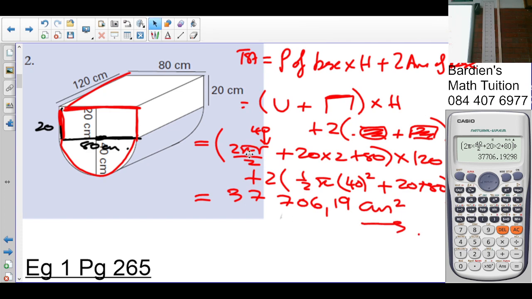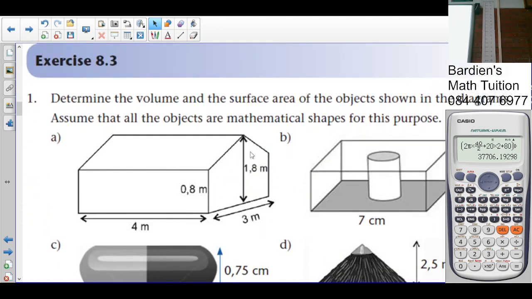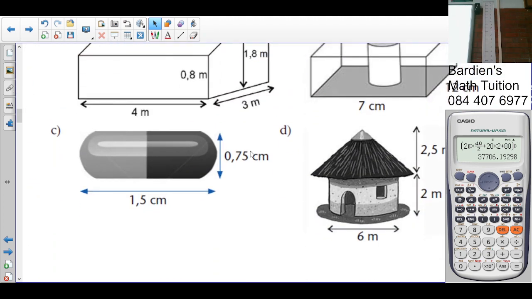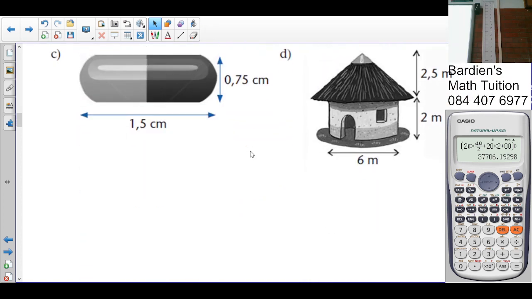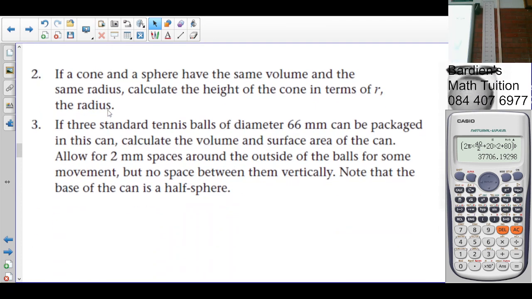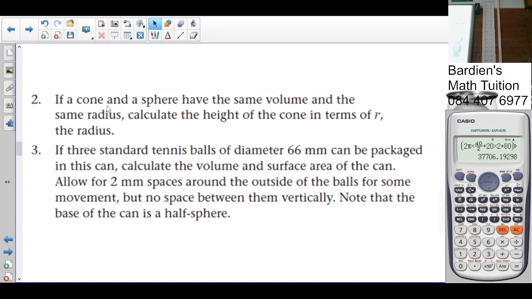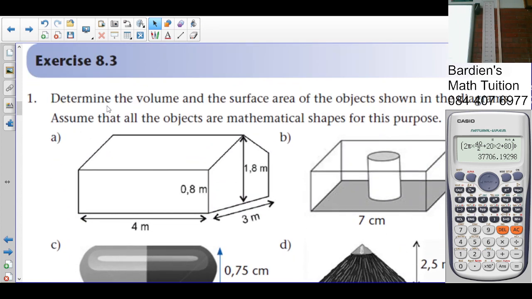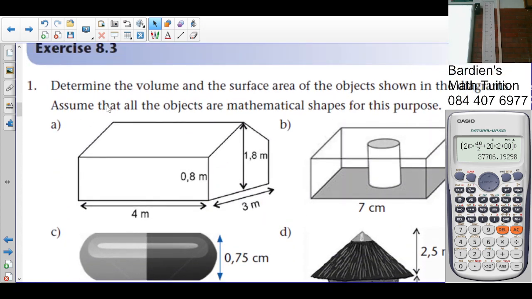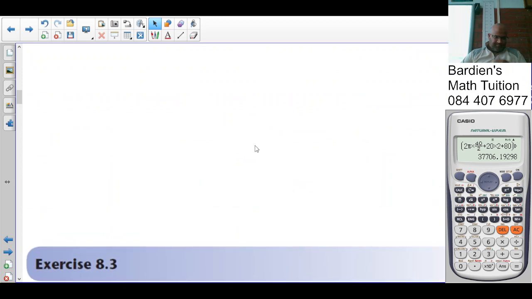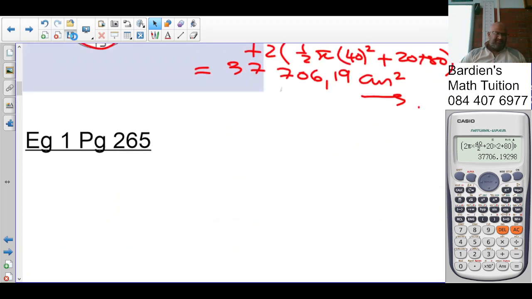Okay. So with that you'll be able to do exercise 8.3. There's basically 3 sums. Okay, numbers 1 to 3. Can do that all for homework for Monday. Okay. You guys can start with it now. This point I'll stop the video as well.